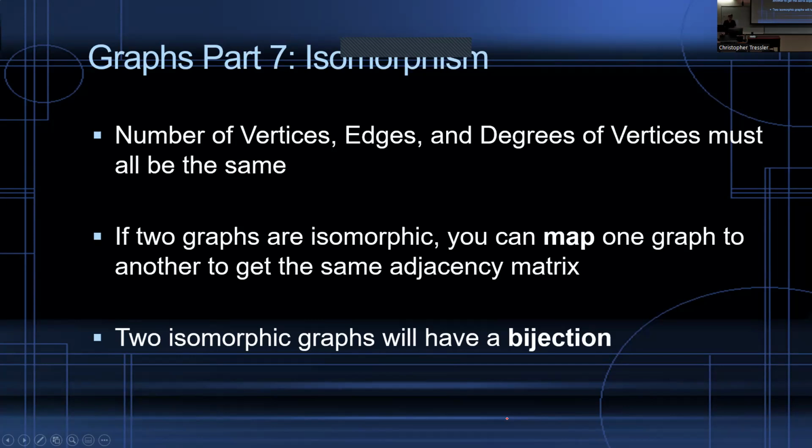So first of all, the number of vertices, the number of edges, and the degrees of the vertices must all be the same. That means you must have the same number of vertices, the same number of edges, and you must be able to look at the vertices and pair them to a number of edges the same way. Once again, you can map one graph to another, and two isomorphic graphs will have a bijection. That means that for every part of one graph, it's all one to one and onto, basically.